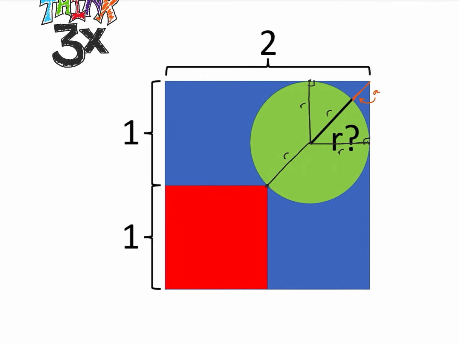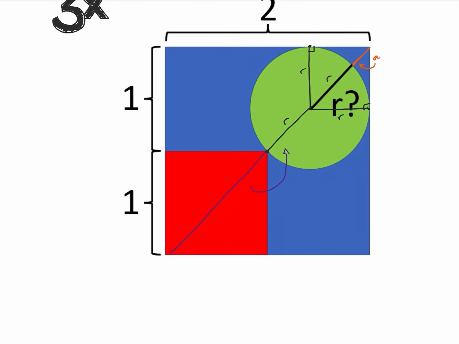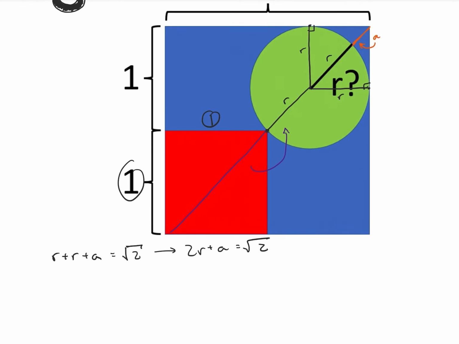So what we're going to do is look at a few of these different shapes. First I'm going to look at this distance, which is the same as the sum of r plus a. We're going to see that r plus a, going diagonally, is equal to the square root of 1 plus 1, which is 2. So I can see that 2r plus a is equal to the square root of 2. Okay, so I have two variables related to each other.